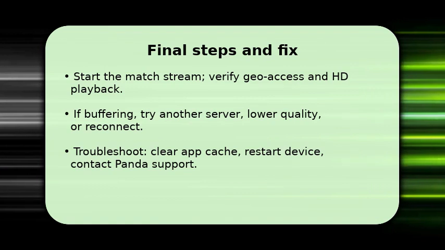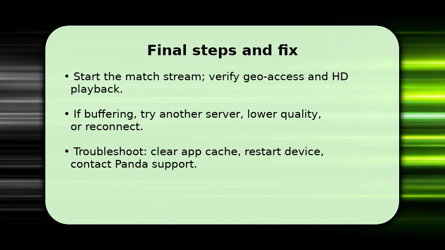If you hit a geo block, disconnect and choose a different server in the required country, then reconnect the streaming app. For buffering, lower resolution briefly, switch servers, or toggle the VPN protocol. These quick changes often restore smooth playback.